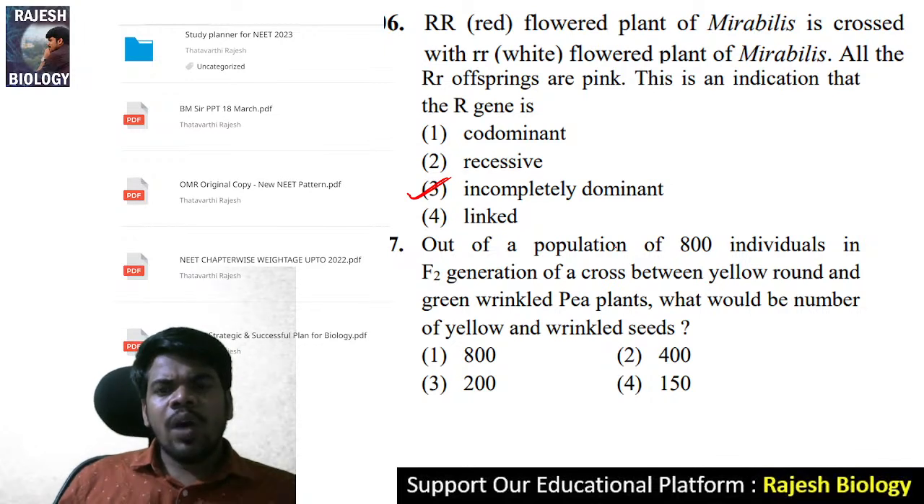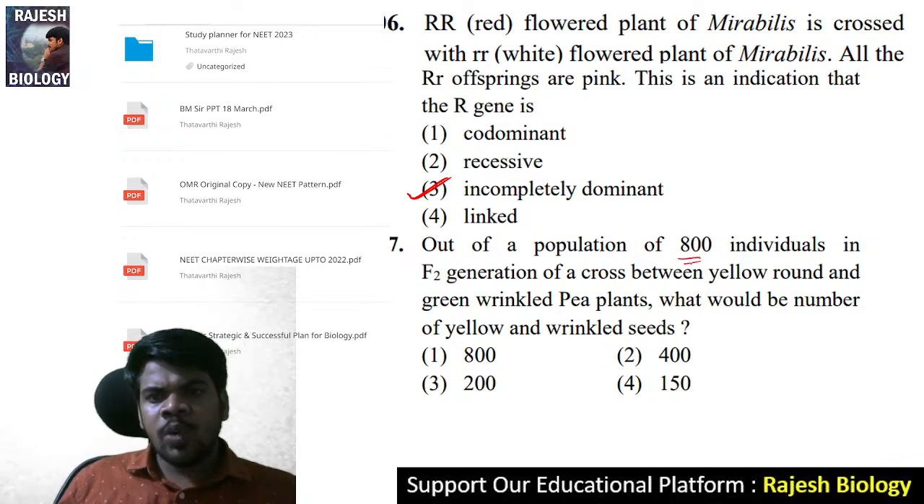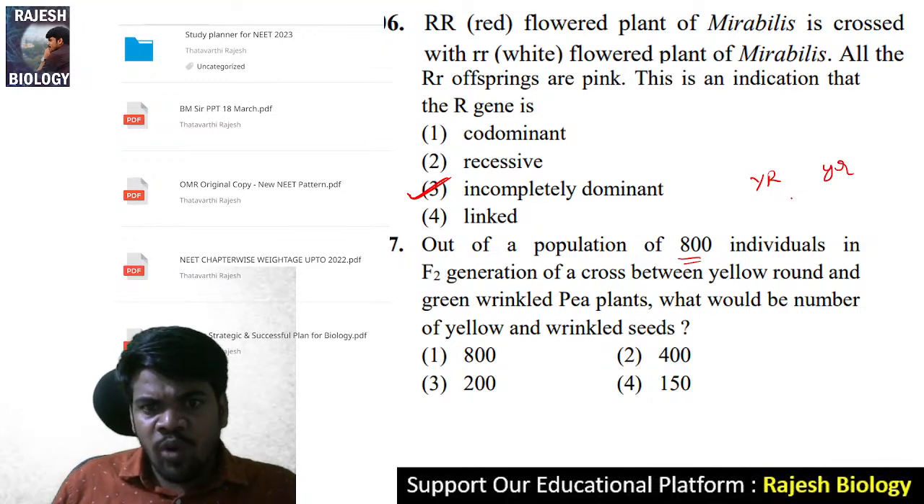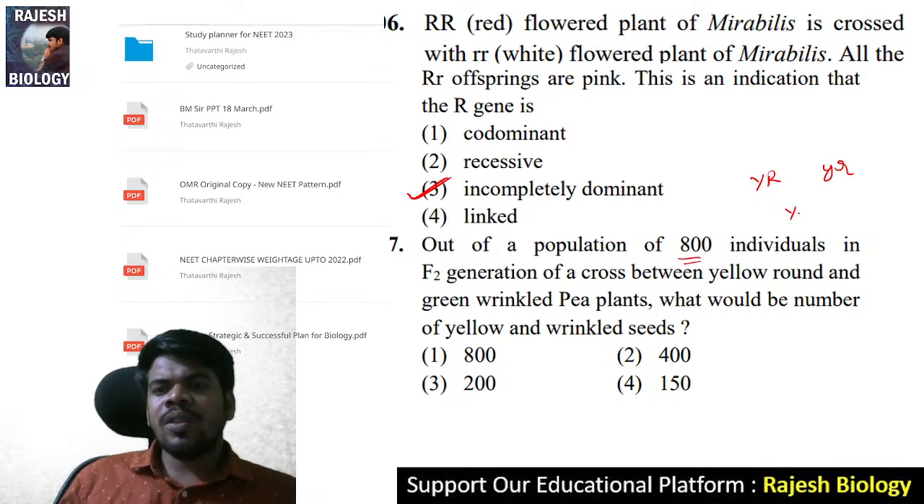Seventh question. Out of a population of 800 individuals in the F2 generation of a cross between yellow round and green wrinkled pea plants, what would be the number of yellow wrinkled seeds? What would be the number of yellow wrinkled seeds?